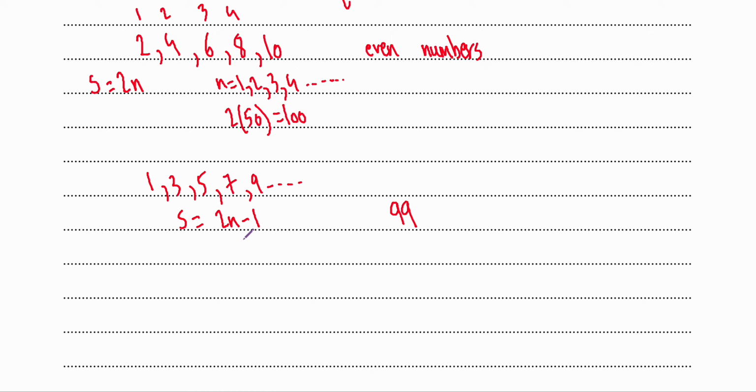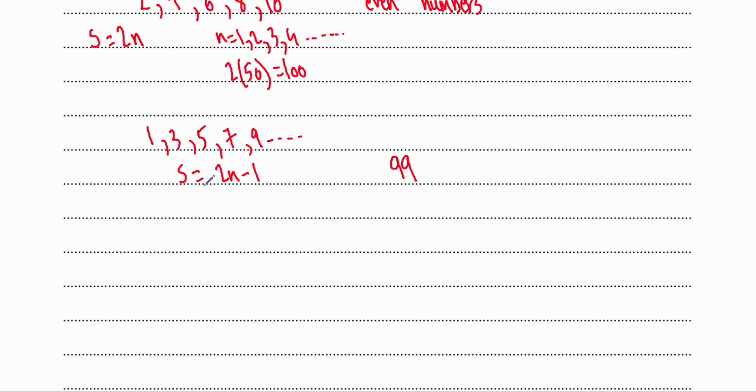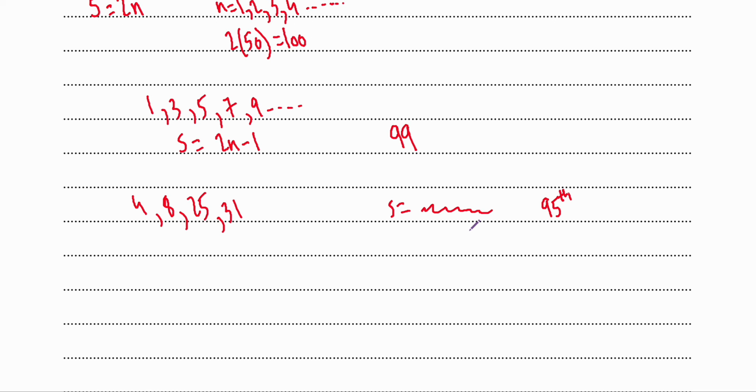I'll tell you how to get to the 2n minus 1 later, but you have to understand how useful this really is. So what if I gave you the sequence 4, 8, 25, 31, and I told you the formula is equal to whatever you want. You can choose your own formula. If I asked you for the 95th number in that sequence, you can just put 95 in place of n in that formula, and you'll end up getting the 95th number in that sequence instead of writing it all down.